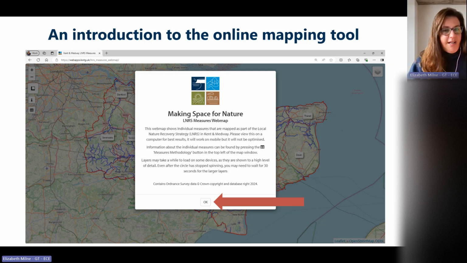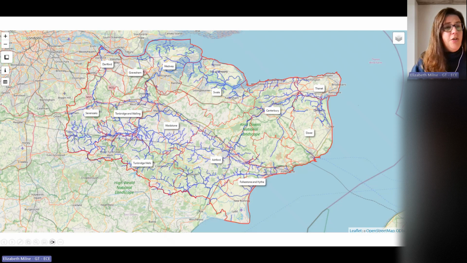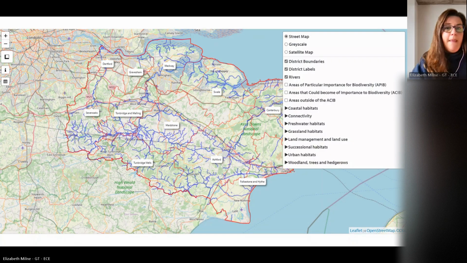But because of the risk of things stalling, I'm not going to do a live demonstration of the tool today. I'm just going to use some screenshots. So once you've clicked OK, you will be given the map interface, which is shown here. And the different map options can be selected from the layers menu just here.